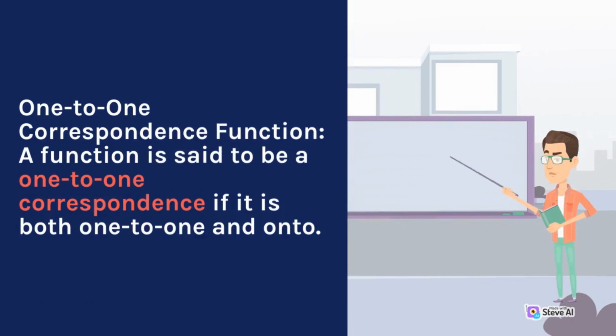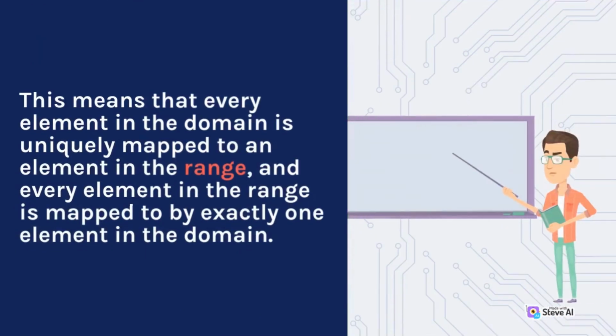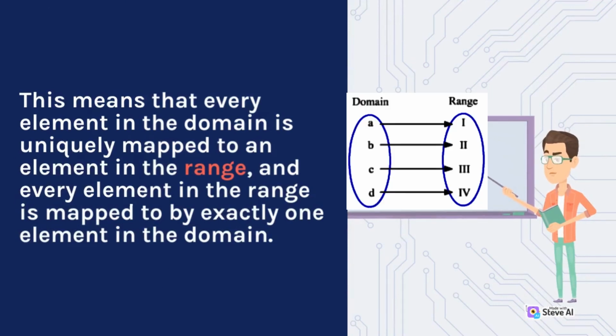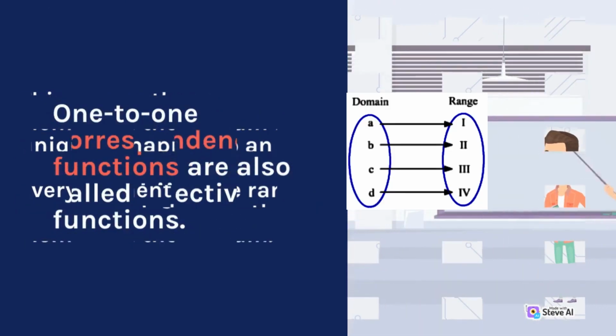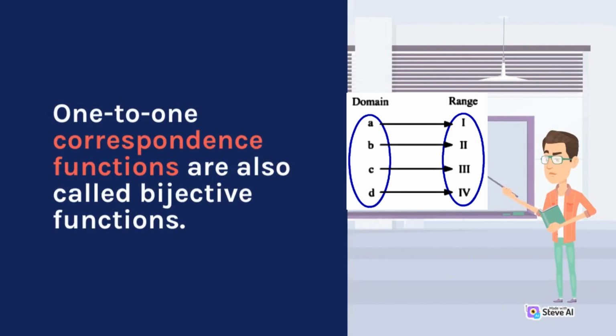One-to-one correspondence function. A function is said to be a one-to-one correspondence if it is both one-to-one and onto. This means that every element in the domain is uniquely mapped to an element in the range, and every element in the range is mapped to by exactly one element in the domain. One-to-one correspondence functions are also called bijective functions.